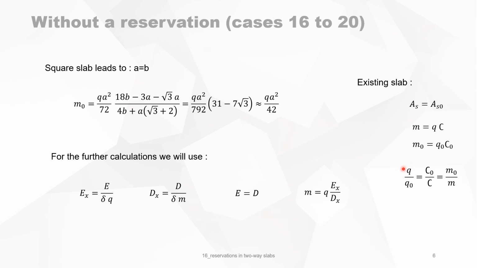And now we can easily say that Q over Q0 is C0 over C, which is M0 over M. And then you see that we call this bearing capacity. It is the bearing capacity with reference to the bearing capacity of the initial slab without the hole. Or you can write it like that.